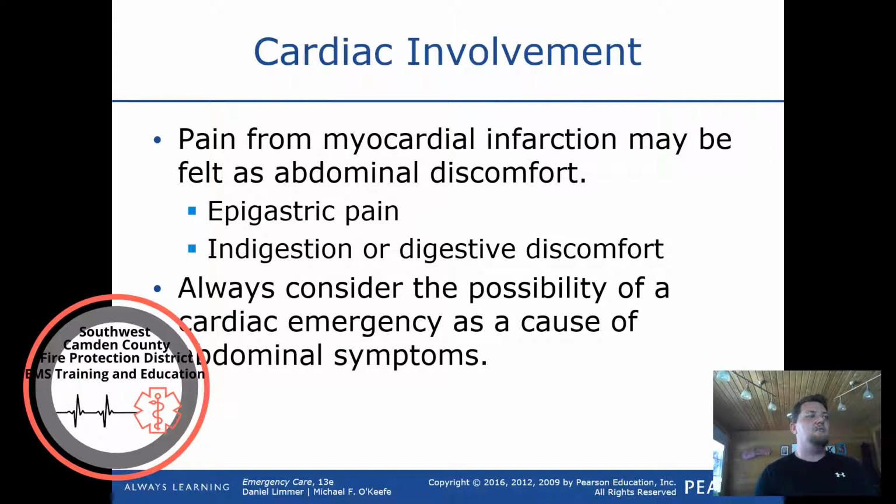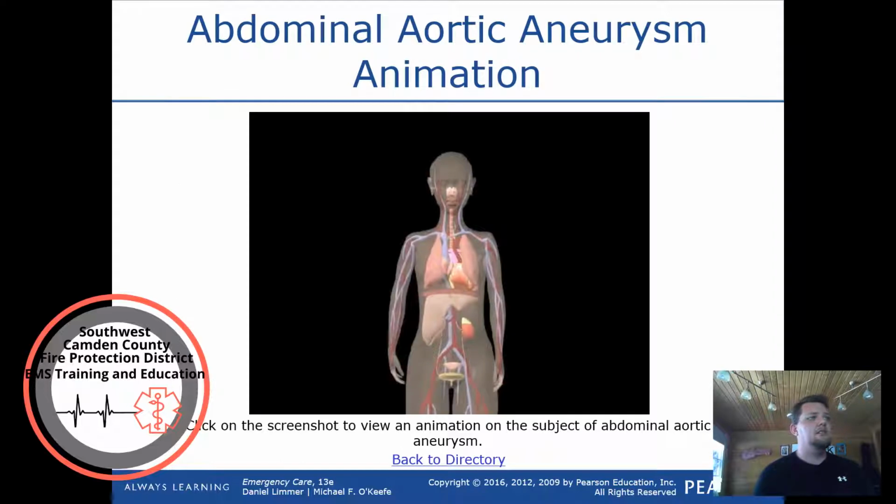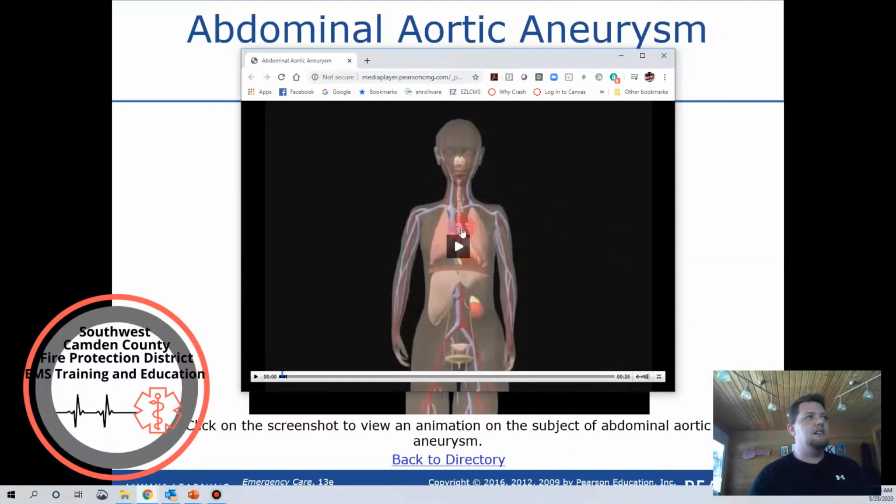So cardiac involvement in the abdomen. Pain from an MI may be felt as abdominal discomfort. Sometimes it's epigastric pain, indigestion, or digestive discomfort. So we always want to consider the possibility of a cardiac emergency as a cause of abdominal symptoms. Okay, so now we're going to watch this video of an abdominal aortic aneurysm.